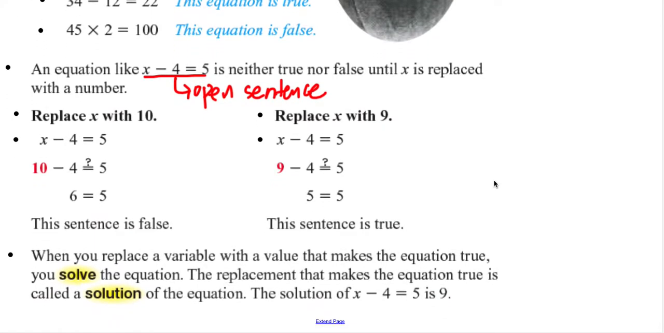More definitions coming. When you replace a variable with a value that makes the equation true, you solve the equation. So this is what we call solving the equation: the process of finding the value for x. The replacement that makes the equation true is called the solution. So in this case, the solution for x minus 4 equals 5 is 9 because 9 will make the equation true.